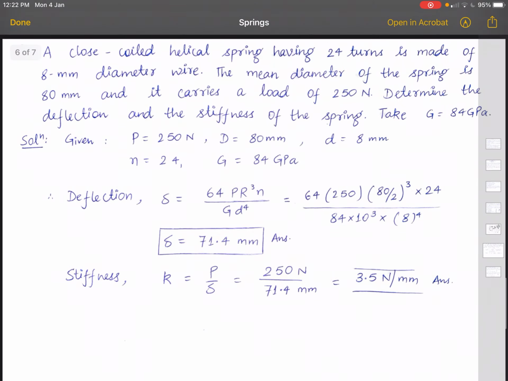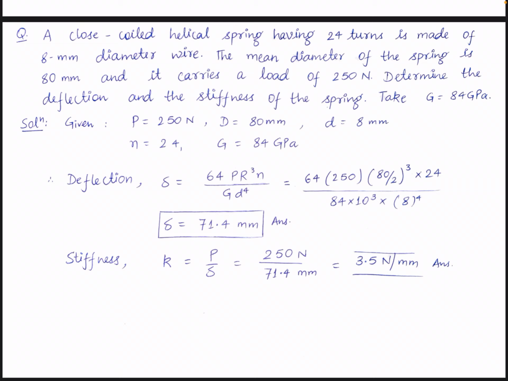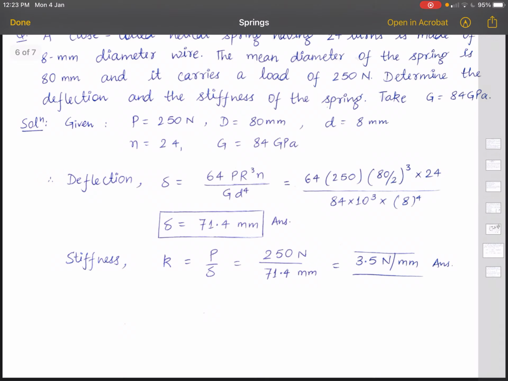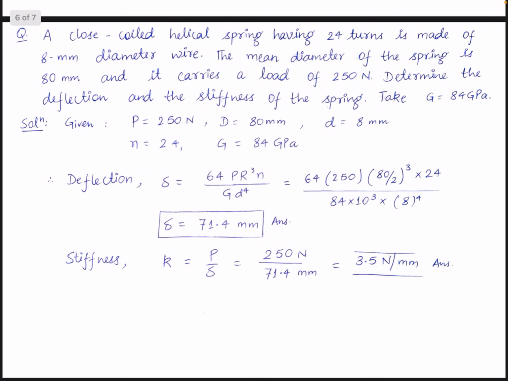Okay, so let us try to solve one problem. A closed coil helical spring having 24 turns is made of 8 mm diameter wire. The mean diameter of the spring is 80 mm and it carries a load of 250 Newton. Determine the deflection and the stiffness of the spring. So everything is given. P is given, D is given, just put the values, and you get the deflection here. And what is stiffness?